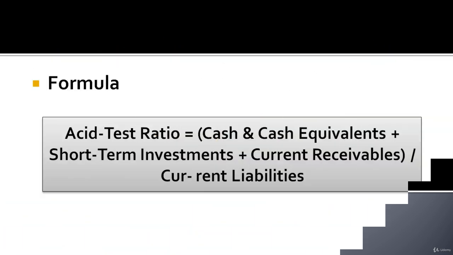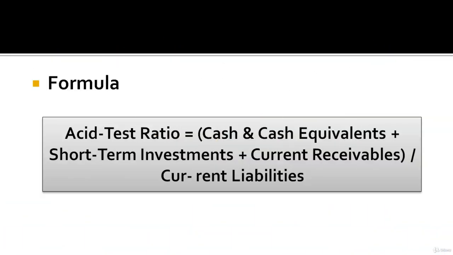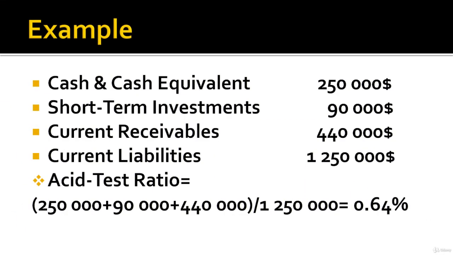Now with the formula, to calculate the asset test ratio, you first have to calculate the cash and cash equivalents plus the short-term investments plus the current receivables, and divide the result by the current liabilities. We have an example. For the cash and cash equivalents, we have $215,000. The short-term investments, we have $19,000, $414,000 for current receivables, and $1,215,000 for current liabilities. As you see in the calculation, we'll have an asset test ratio of 0.64. So now what does this number mean?